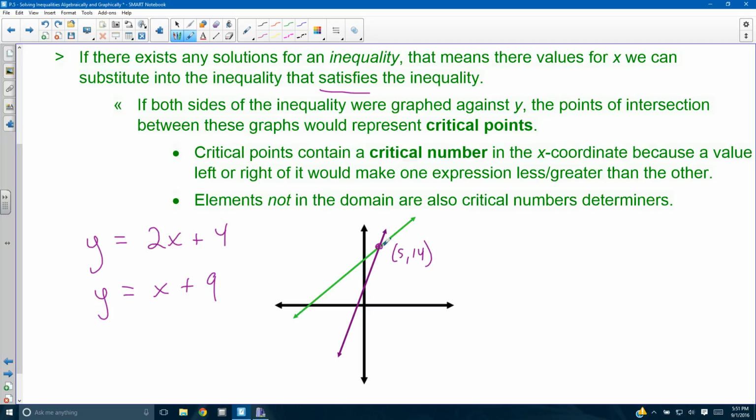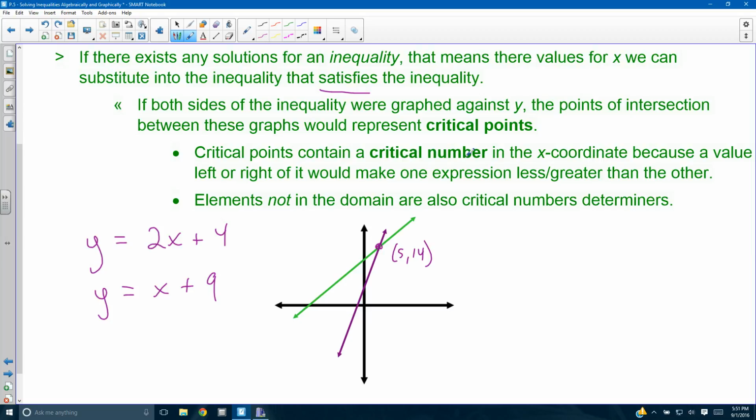Well, if I go to the left of (5, 14), if I do x equals 4, which one's bigger? The green one's bigger when x is 4 or less. How about on the right side? Which one's bigger? The purple one's bigger. So when you compare to the left and right of the critical number, then you actually get to see where something is true or not true.